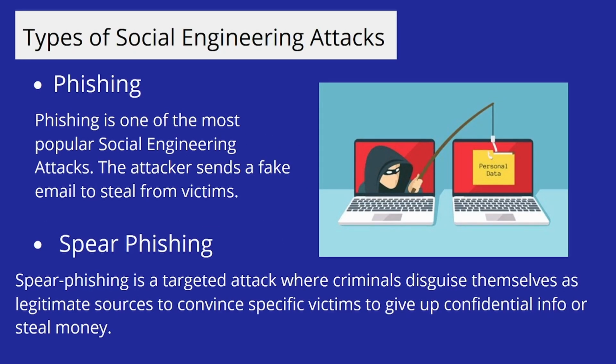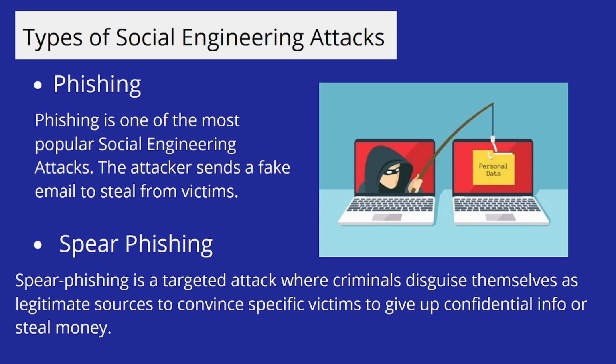Phishing. Phishing is one of the most popular social engineering attacks. The attacker sends a fake email to steal from victims. The attacker, in this case, sends thousands of emails to thousands of email IDs in hopes that maybe 100 of them will respond to this email. Now, there's a more specific version to it, known as spear phishing. Spear phishing is a targeted attack where criminals disguise themselves as legitimate sources to convince specific targeted victims to give up confidential information or steal money.